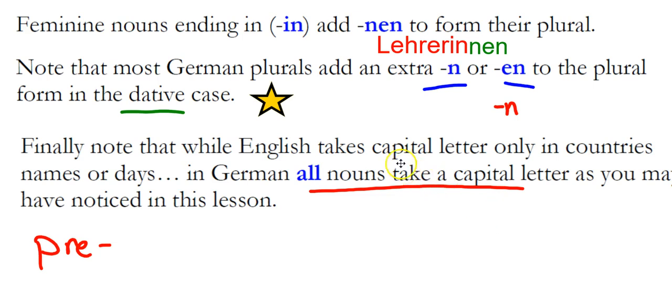So also note that while English takes capital letters only in countries, names, or days, in German all nouns are capitals, which we know that. We've done that previously. All nouns are capital.